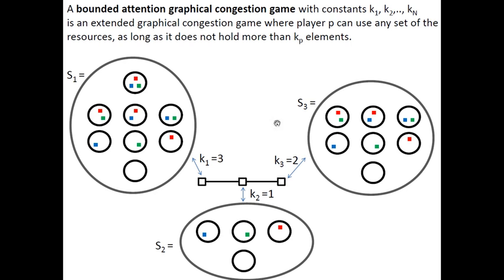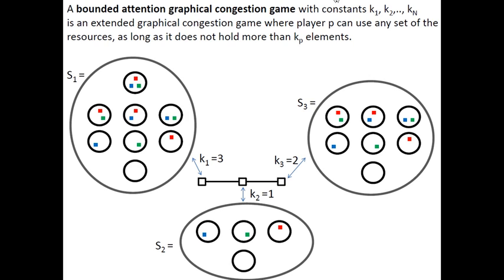Okay, so these bounded attention graphical congestion games are really a more general idea than the power set graphical congestion games. And I think it's a fairly important thing to ask what kinds of properties these systems have. Do they always have pure Nash equilibria? Do they have nice convergence properties?